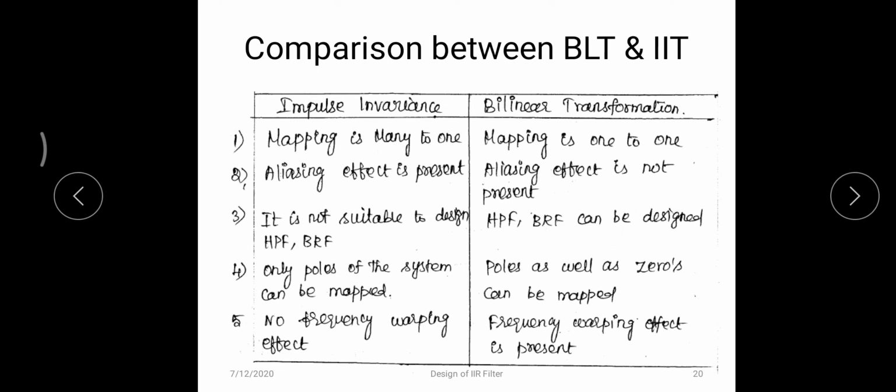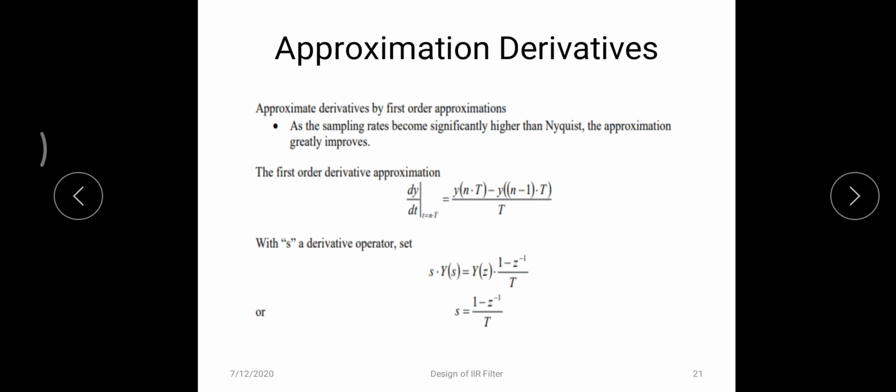Now the third filter design is approximation of derivatives. The first order approximation of the derivative is given by dy by dt is equal to y of nT minus y of (n minus 1)T, whole divided by T. So we can take the Laplace transform of the above differential equation. dy by dt is nothing but s into Y of s, y of nT is nothing but Y of z, y of (n minus 1)T is nothing but z inverse into Y of z. We can take Y of z common from the numerator.